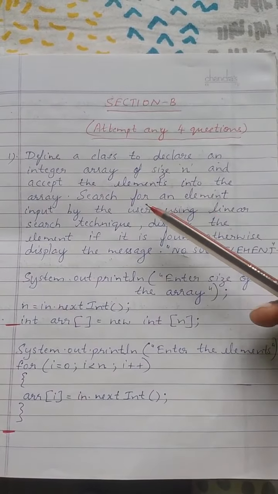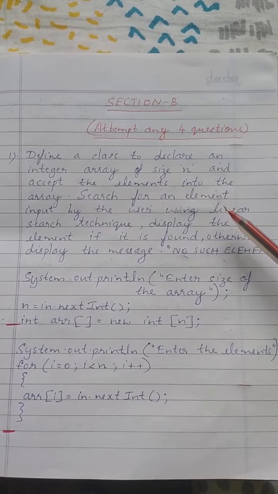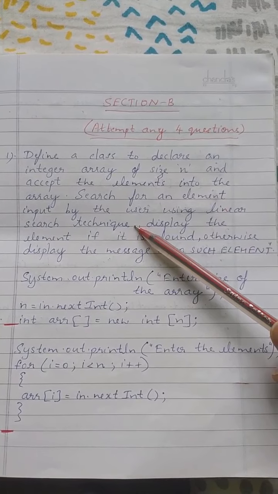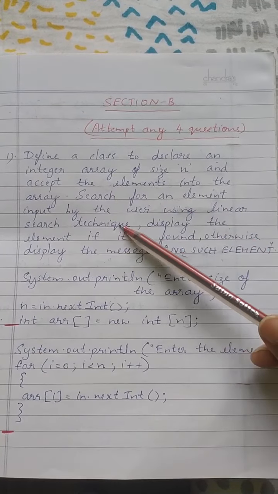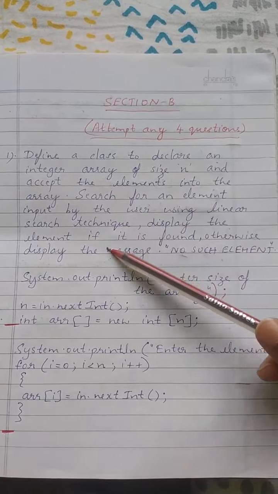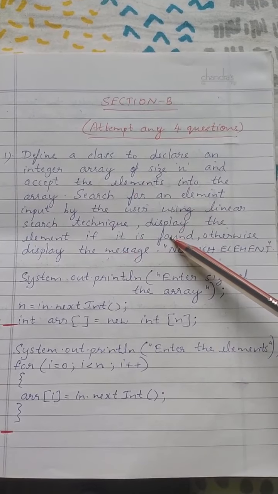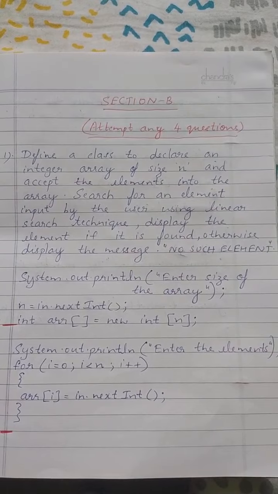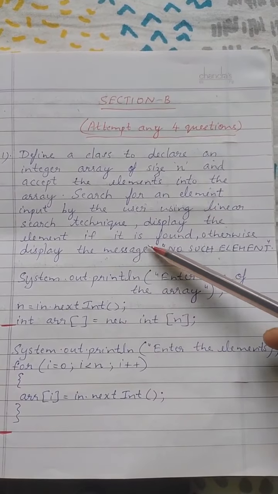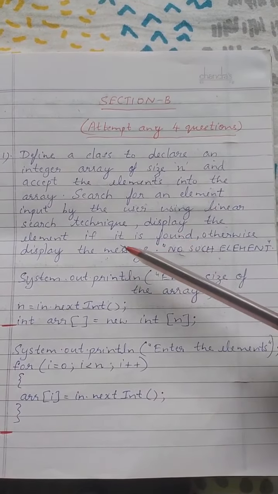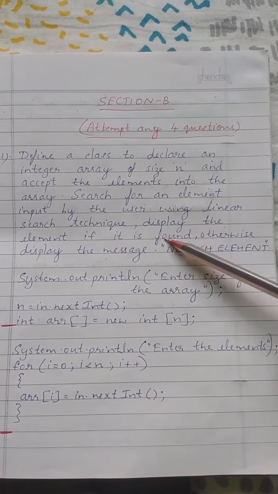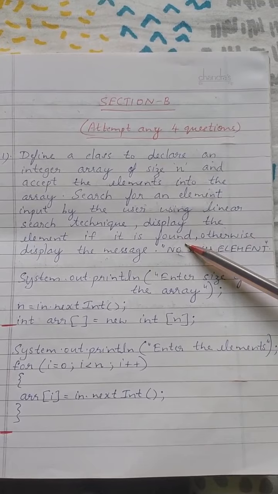Search for an element input by the user using linear search technique. You already learned 2 types of searching, linear and binary. So using linear search technique you have to do this, because all these things which are mentioned in the question you have to follow in your program coding also. And display the element if it is found. Otherwise display the message no such element. So you have to follow all these displaying messages.